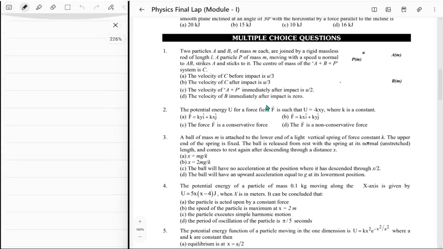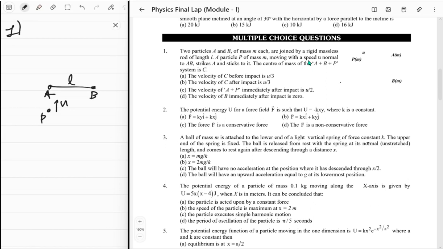Let's do the first question. Two particles A and B of mass m each are joined by a rigid massless rod of length L. A particle P of mass m moving with speed u normal to AB strikes A and sticks to it. Draw this: A and B are two particles joined by a rod of length L. So this particle P with u is going to stick to A.